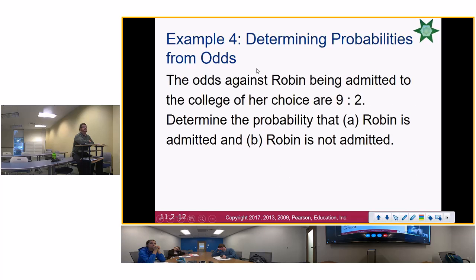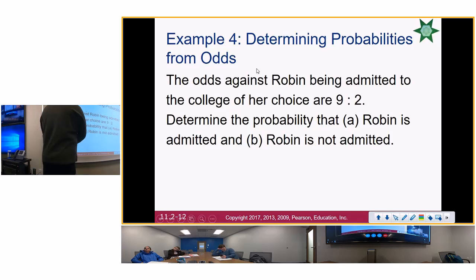Right there. First thing you do is add the two numbers up. And I thought that's what it was, but the wording of the question kind of threw me off there for a minute. 9 plus 2 is 11. So that's going to be 9 over 11 over 2 over 11. Now, how do you know what goes where? Because the odds against is equal to failure over success.